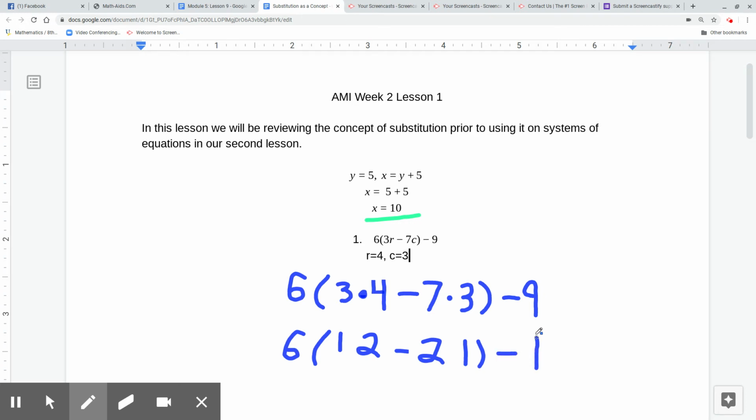Now, our next step is we still have something inside parentheses. We have the 12 minus the 21, and that is going to give us a negative 9 inside parentheses. We'll have 6 still on the outside, waiting to multiply. And then we have a minus 9 as well.